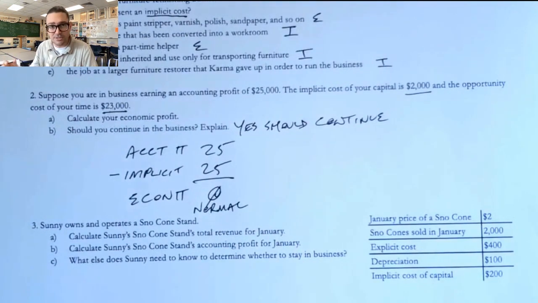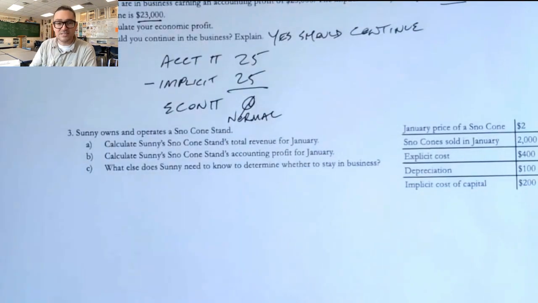You could distribute that to shareholders. You could spend that for holiday gifts or whatever you want to do. But from an economic standpoint, which includes your implicit costs, we would say it's normal to actually have 0 economic profit. Now let's take a look at this last problem.